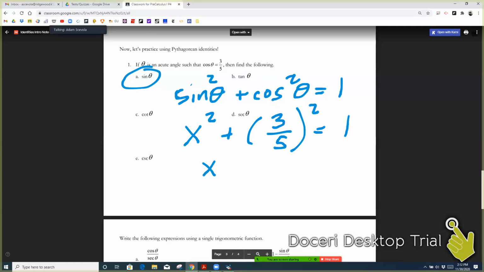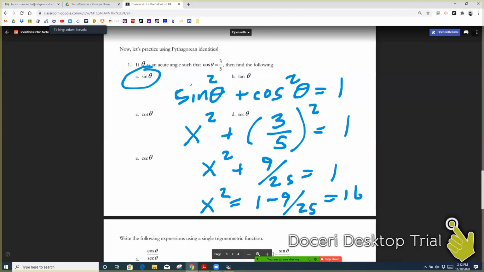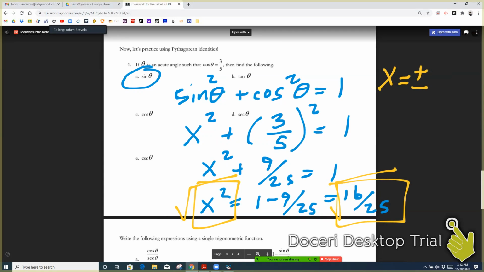So then I get x squared plus 9/25 is equal to 1. Okay, x squared, we're going to subtract 9/25 on both sides. So that's 25/25 minus 9/25, which is 16/25. So now we solve: x squared is equal to 16/25. So we take the square root of both sides, and I get x is equal to plus or minus 4/5. Now that's important, plus or minus 4/5, because this could be negative. It could be positive. Don't assume either way. We have to just say, hey, there's 2 possibilities here.